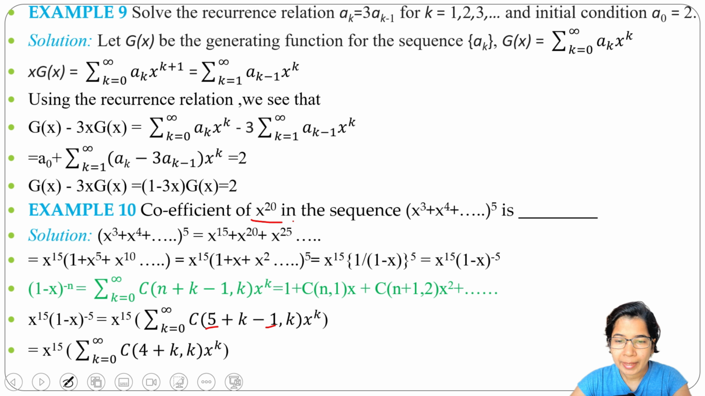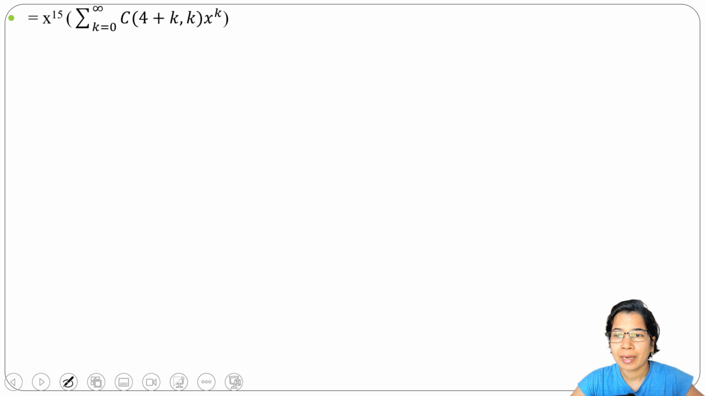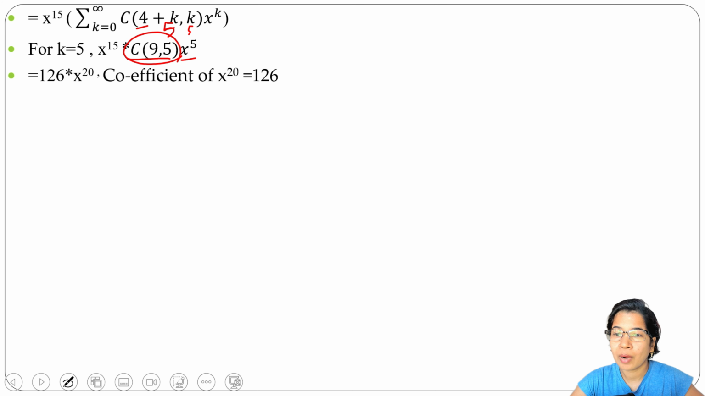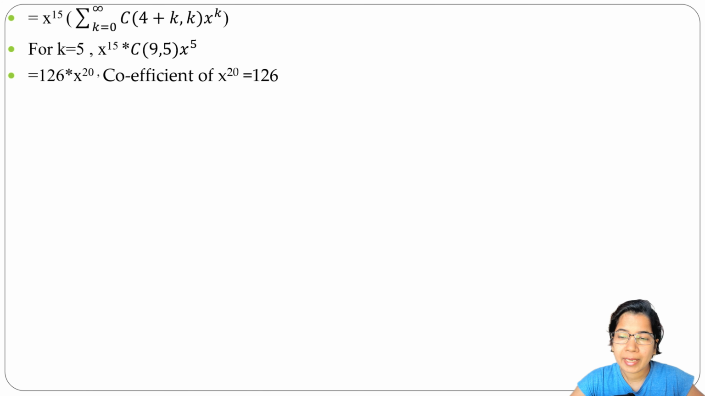And we need to find x^20. Here is x^15, and if k is 5, 15 plus 5 is 20. If this k value is 5, then we get x^20. So in place of k, write 5. We get x^15 C(4 + 5, 5), which is C(9, 5) x^5, and after solving C(9, 5) we get 126. So 126 multiplied by x^20. The question is, what's the coefficient of x^20? It's 126.